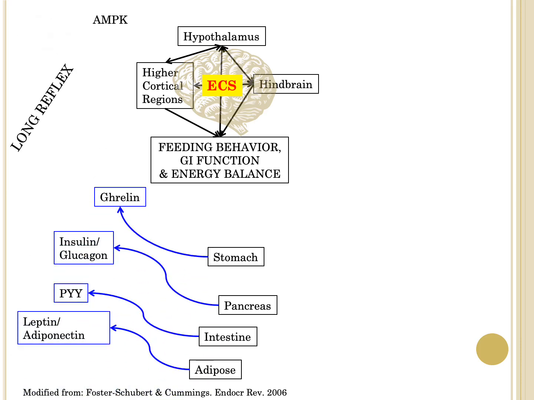AMPK is one of the metabolites that starts to increase as we start having increased energetic demand. Ghrelin will start to increase as well. Insulin will start to drop. Glucagon will start to rise. PYY will start to change. Leptin and adiponectin will start to modulate based off of sensitivity changes, where we should start seeing a reduction of leptin and an increase of adiponectin.